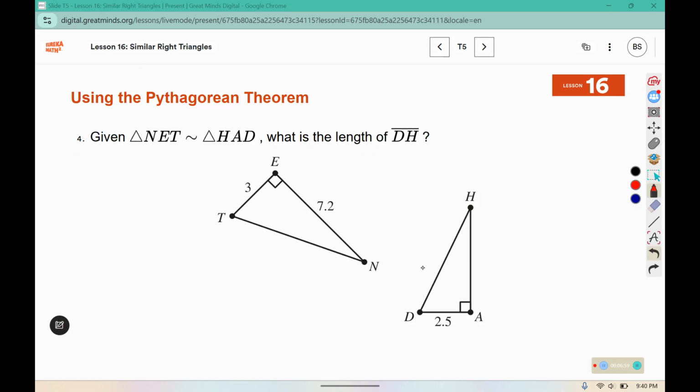In this one, we are looking for DH. There's a couple of different ways we can approach it. DH is the first and last letter, so it should be paired up with this side length here. But we don't know that side length, so we could find it using Pythagorean theorem since it's a right triangle. And then we're also going to pair up AD with ET. So we will start with that fraction.